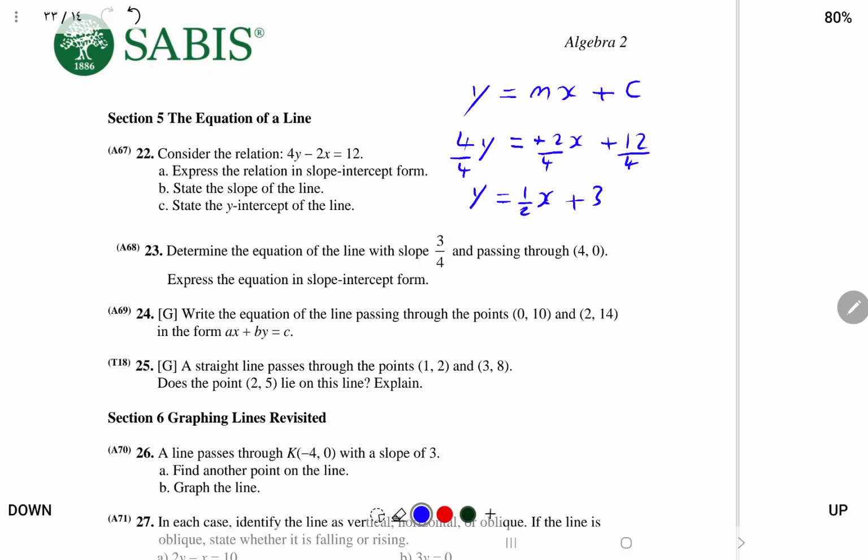Next question. State the slope of the line. The slope or the gradient is m, which is the coefficient of x, the number next to x. In this case, it's half.